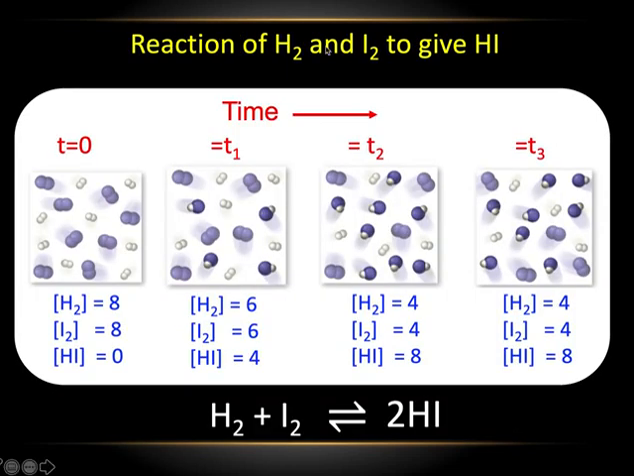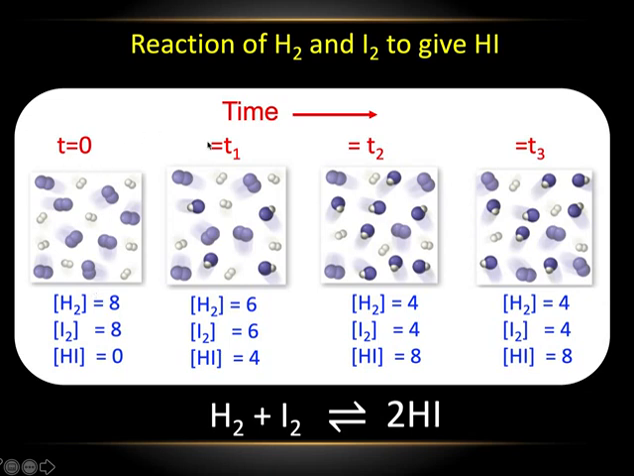Say the example of the reaction of H2 and I2 to give you HI. One molecule of H2 reacts with one molecule of I2 to give you 2 molecules of HI. Now here again we follow it as a function of time. This is just an arbitrary example we've taken. At time t equals 0, we have shown 8 molecules of hydrogen, these white ones, and 8 molecules of I2, these purple ones.